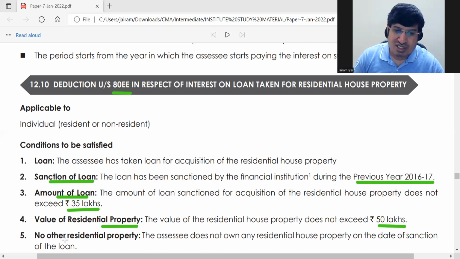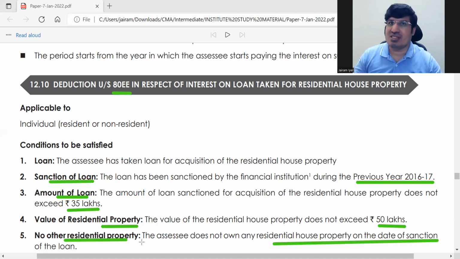Then, no other residential property. He should not have any other residential house property on the date of sanction of loan. On the date the loan is sanctioned, he should not have any other residential property, which is why I'm saying that this is for lower middle class kind of people. This is for them basically.